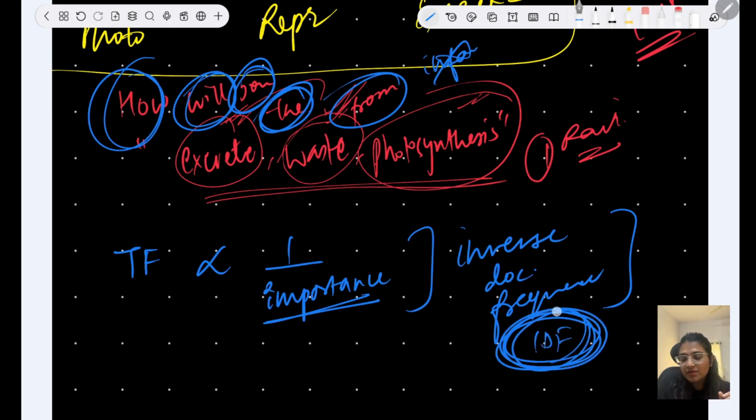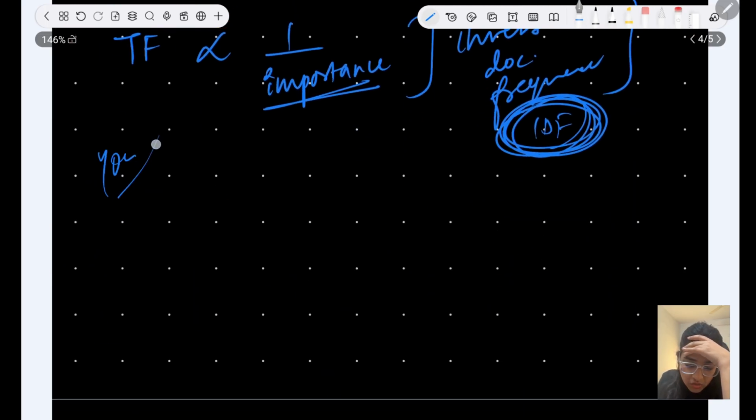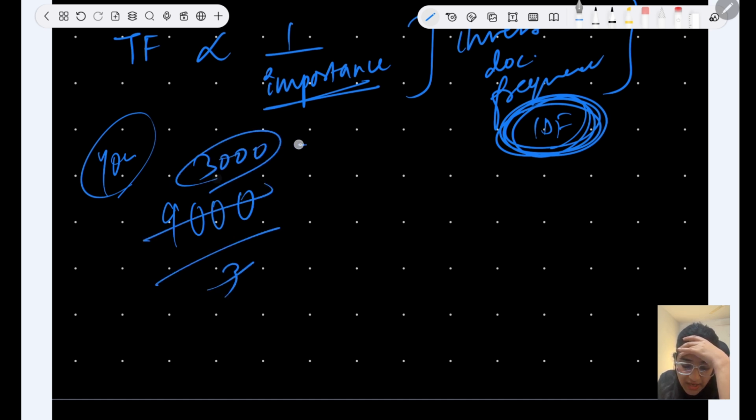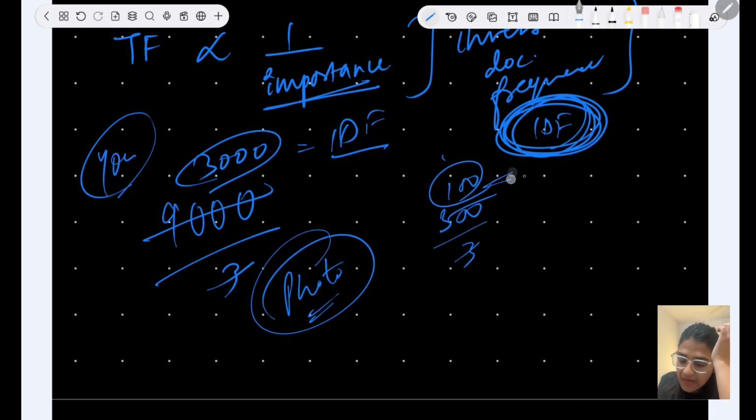और ये बहुत इंपॉर्टेंट है क्योंकि ये हमें बताता है कि इन्वर्स डॉक्यूमेंट फ्रीक्वेंसी जितनी ज़्यादा होगी उतना इम्पॉर्टेंट वो टर्म है. ठीक है. मान लो तुम्हारे 3 डॉक्यूमेंट हैं और इन तीनों में वर्ड यू आ रहा है 9000 बार, यानी इसका IDF है 3000. और अगर फोटोसिंथेसिस इन तीनों डॉक्यूमेंट्स में मिला के 300 बार आ रहा है, तो उसका IDF है 3. तो ऑब्वियस सी बात है ना, फोटोसिंथेसिस इज़ अ मोर इम्पॉर्टेंट वर्ड. वो कम बार रेफ़र हो रहा है.